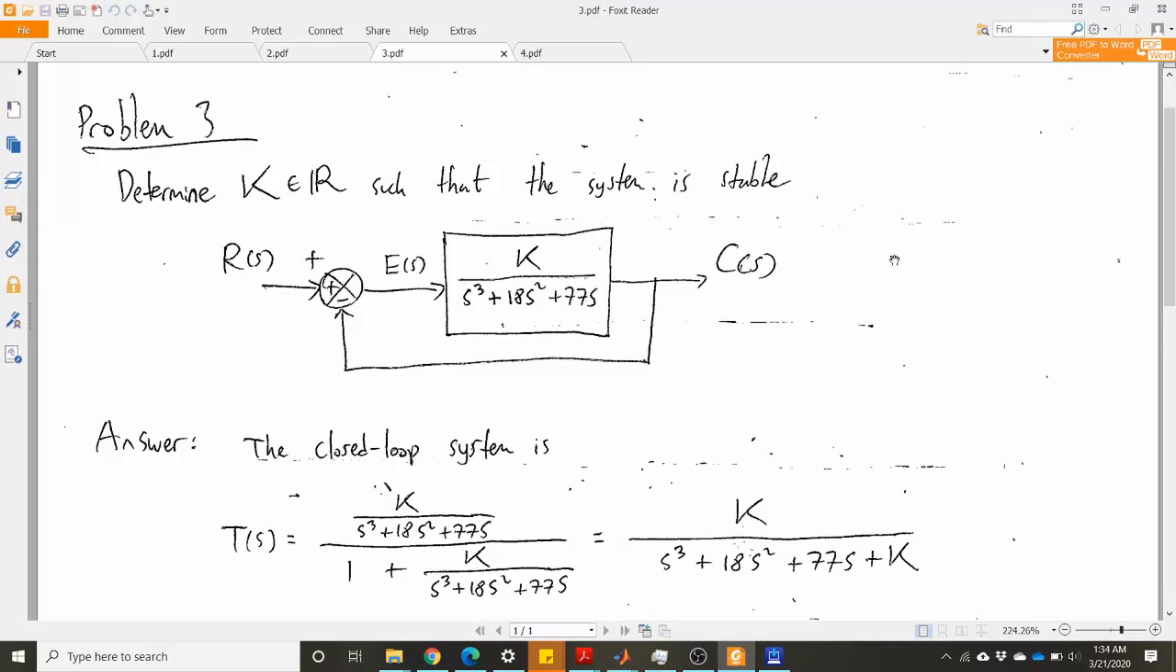Problem 3. This problem is asking for which k makes the closed loop system stable. Let's call this block G of s. Since we have unity feedback with negative feedback, the closed loop system is G of s over 1 plus G of s. This is equivalent to k over s cubed plus 18s squared plus 77s plus k.